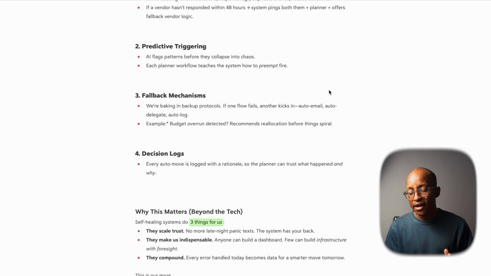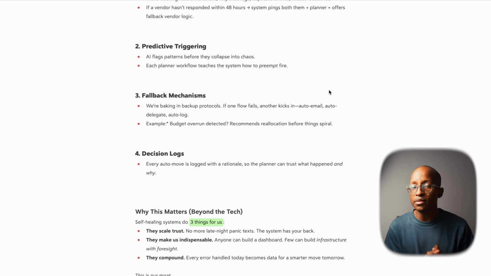And why this matters is super important. From every single thing that I may have articulated or spoken about, I think it all boils down to this: why this matters beyond technology. Self-healing systems are ultimately going to do 3 things for us, and this basically encompasses everything that I have spoken about today. First, they scale trust.